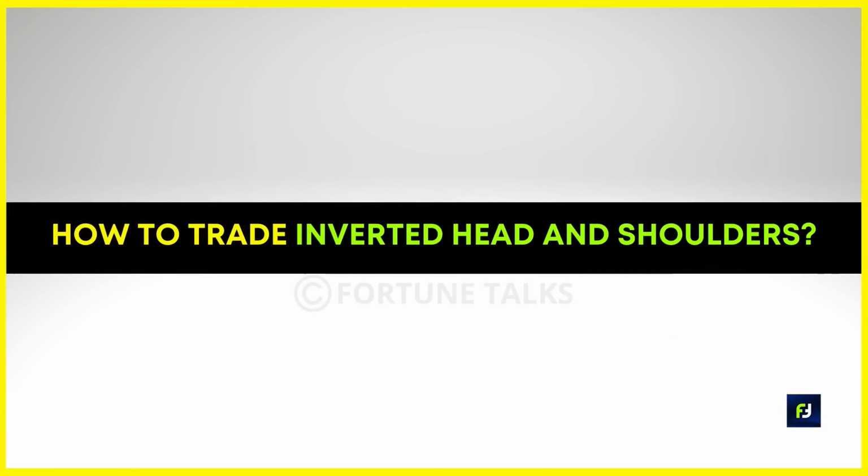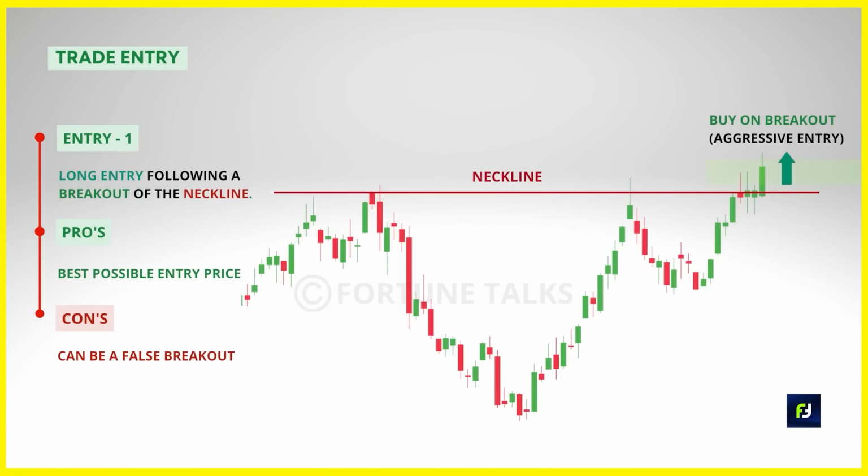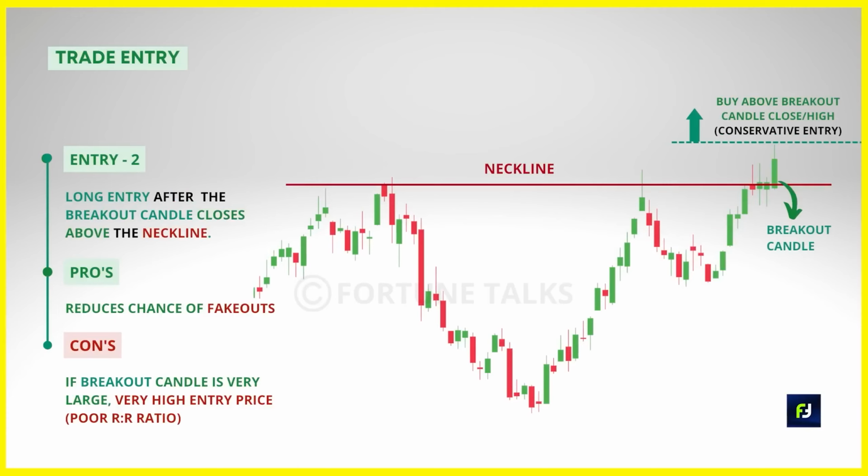Now let's move on to learning how to trade this pattern when you spot one. We will discuss the entry criteria first. The most aggressive entry is when the price breaks above the neckline or the resistance. The idea is to wait for the breakout candle to close above the neckline and then take a long entry above the close price or the high price of the breakout candle.